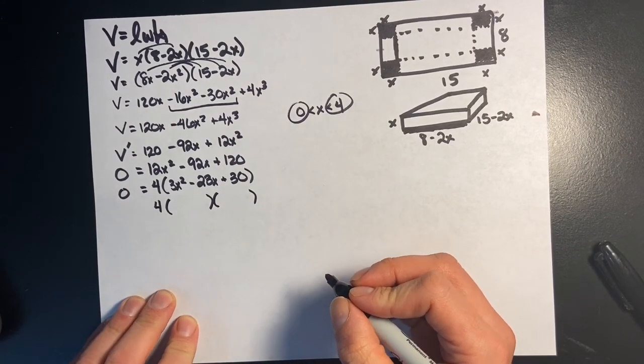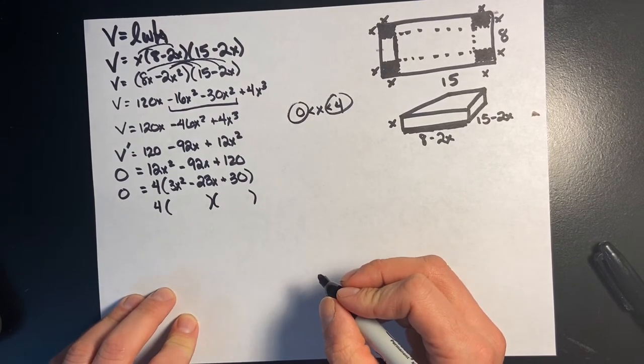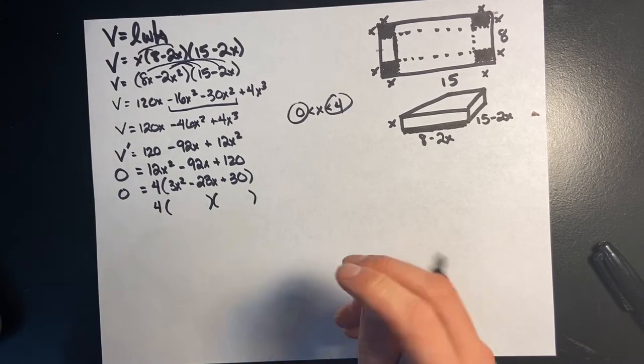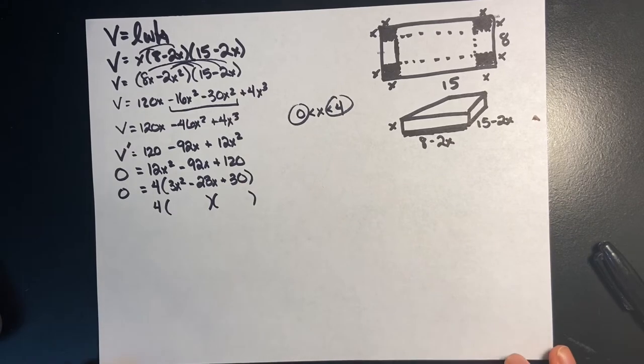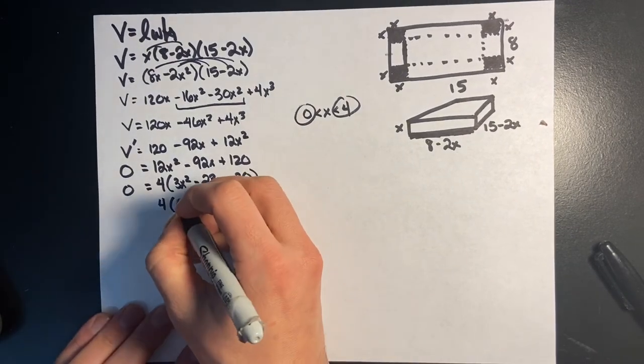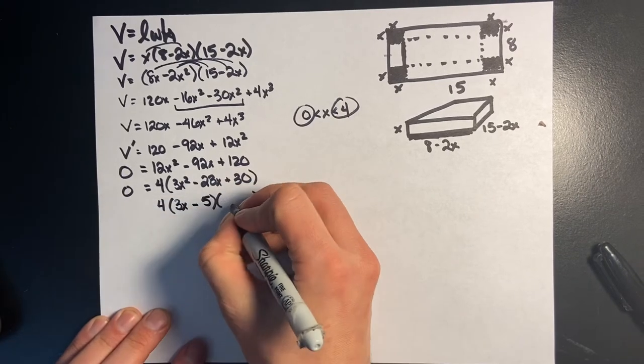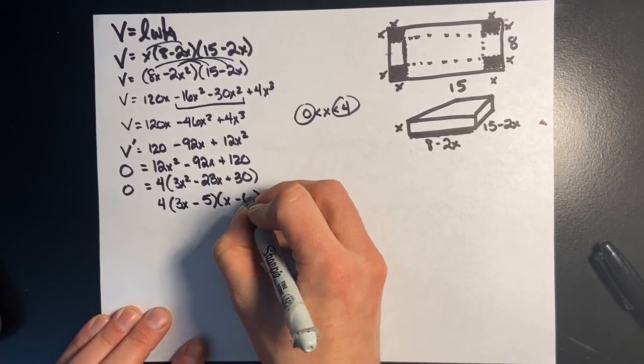Or I could do the quadratic formula. I don't want to do the quadratic formula because it's messy. At one point I have to do b squared, and I don't know what that is off the top of my head. But it looks like I could factor it by doing (3x minus 5)(x minus 6).